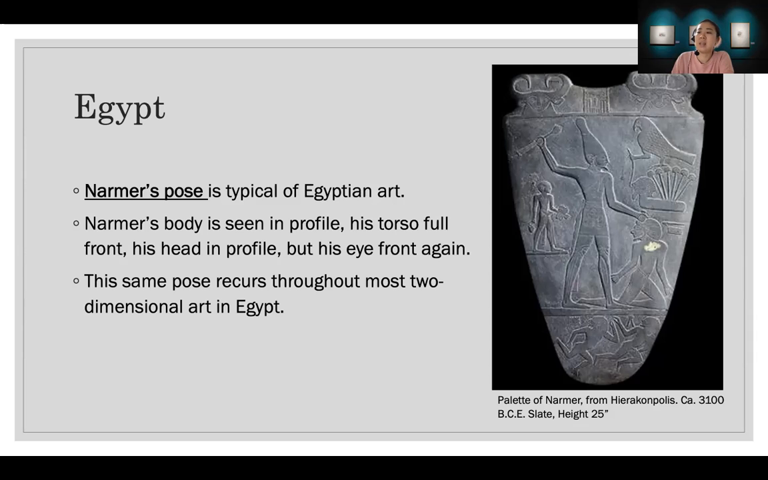Narmer's body is seen in profile, right? And his torso, full front, and his head in profile again, but his eye front again. So this same pose recurs throughout most two-dimensional art in Egypt.